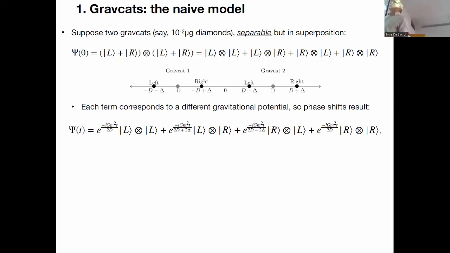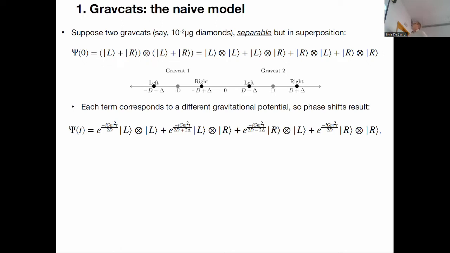Okay, so as time goes on, this is what we expect the evolution to look like. As I said, the distance between the two left ones is a distance 2D, so I pick up a phase that has 2D in the denominator of the phase. And for these ones, it's a different distance, 2D plus 2 delta, so I get a different phase. So these are just the Newtonian potentials put in by hand.